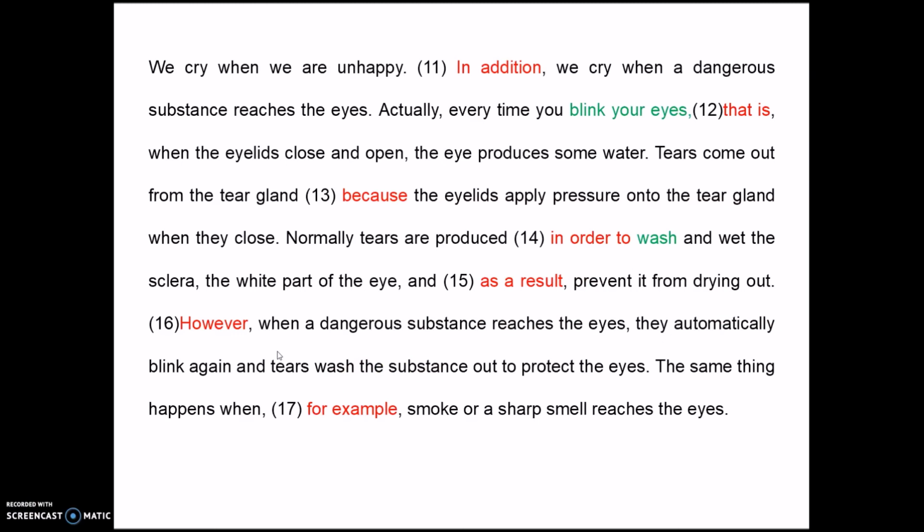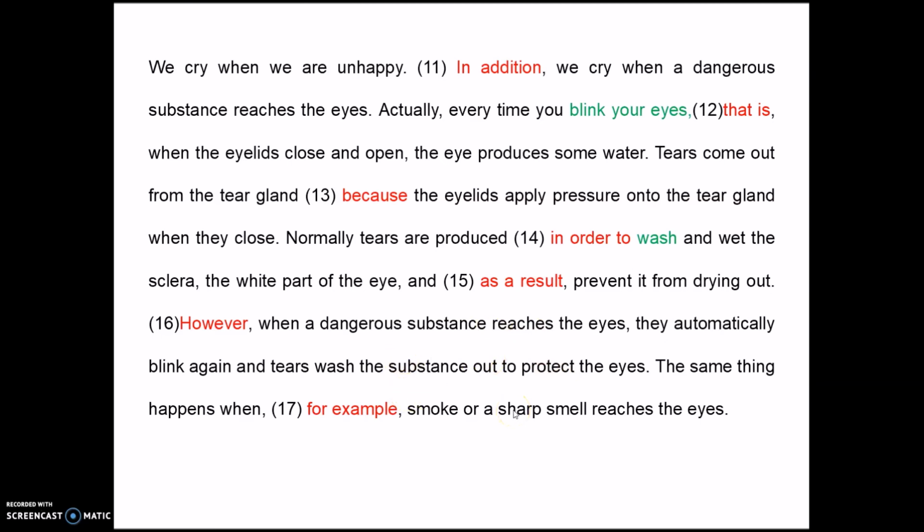In 16, we need to use however, because in this sentence, we have a contrasting idea to the previous one, number 14 and 15. So here we said that tears wash and wet the sclera, as you can see, it says normally tears are produced to wash and wet the sclera, but in this part, their function is different. So it's not to wash and wet the sclera, it's to wash the substance out to protect the eyes. So to show this different idea, we use however.